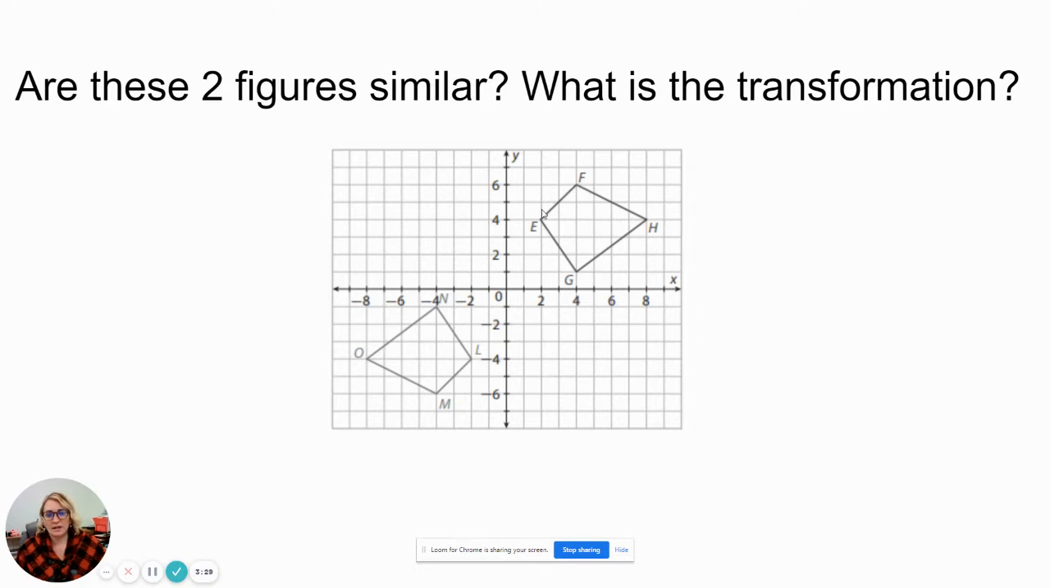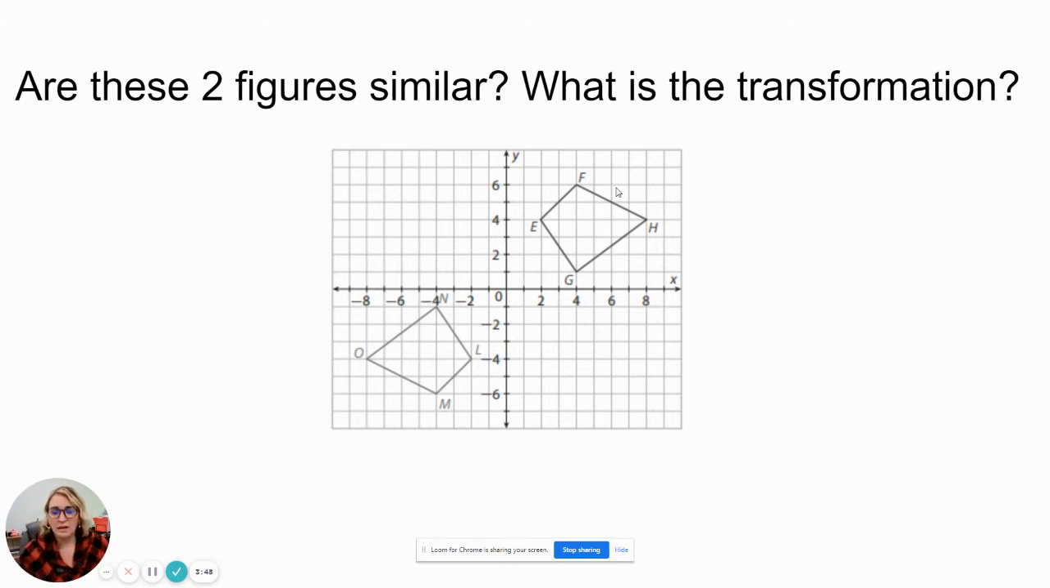Well, notice that EF is now down here. So we did not translate. We did not go down and over because the figure moved. We did not reflect. We did not dilate. So the only thing that we can say we did was rotate.